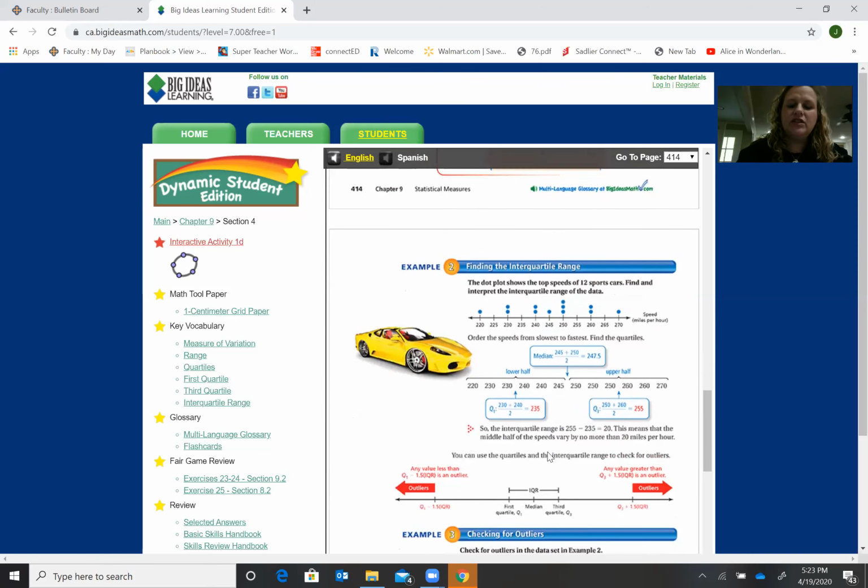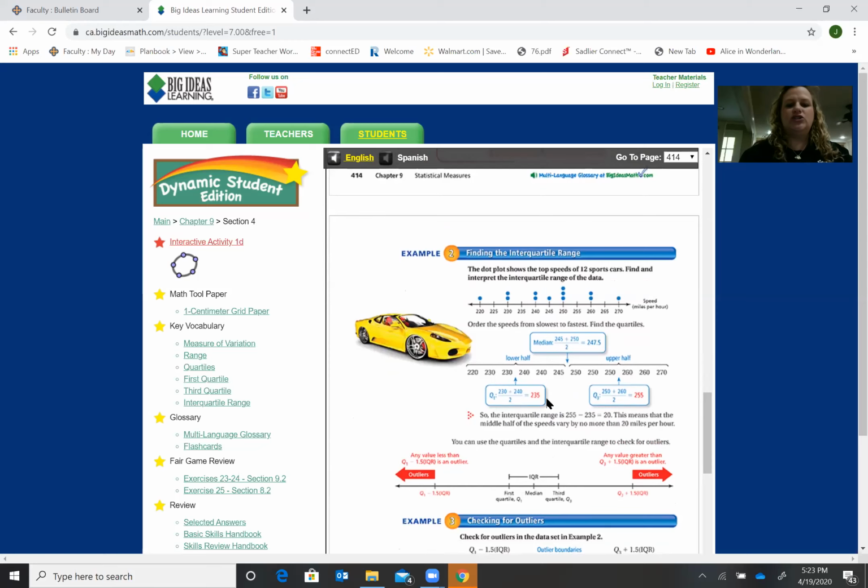Okay, so let's take a look at this information on the next page, 415, about this really cool looking car here. We're going to do a dot plot for the top speeds of 12 sports cars. So let's go back up here, back to our whiteboard. It says here that they have ordered the speeds from the slowest to the fastest. I don't know that I count 220 miles an hour slow, but okay.